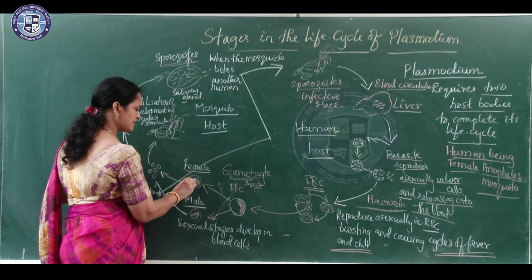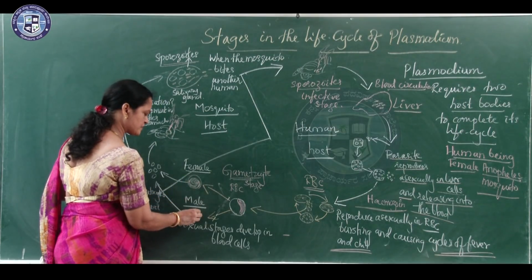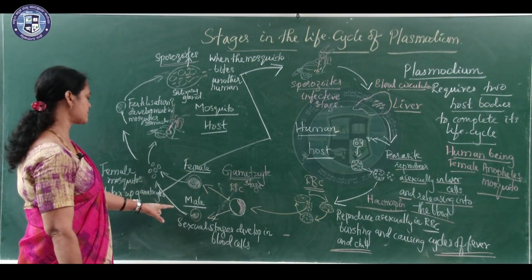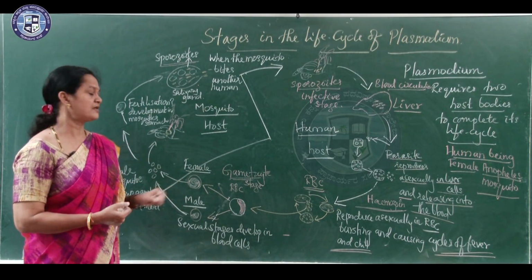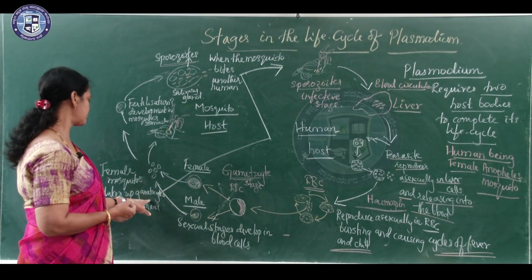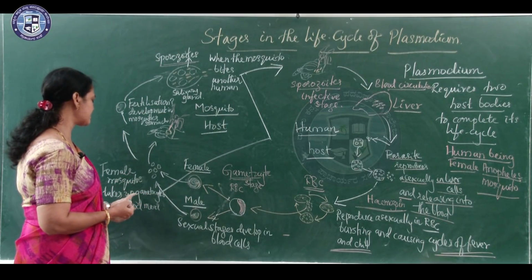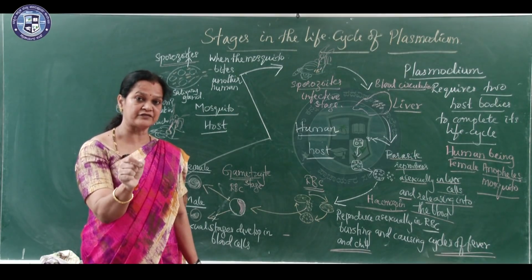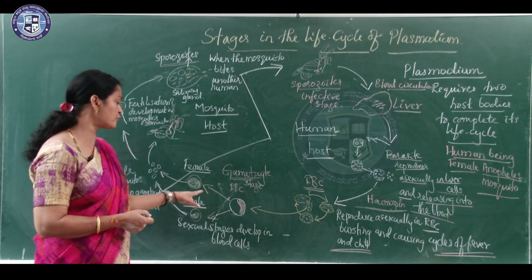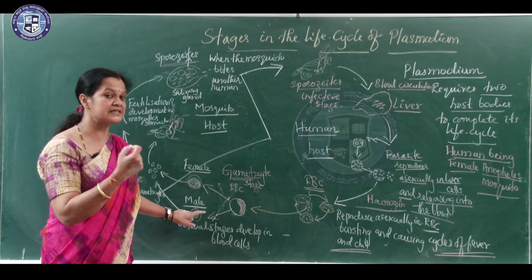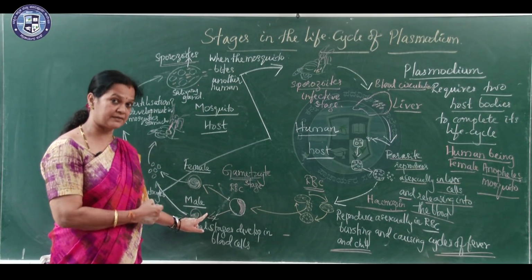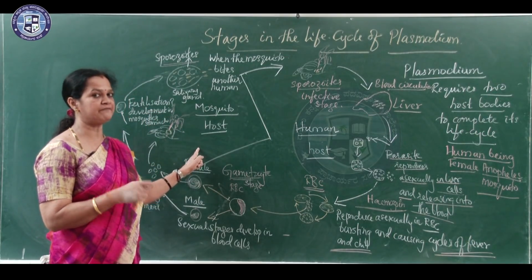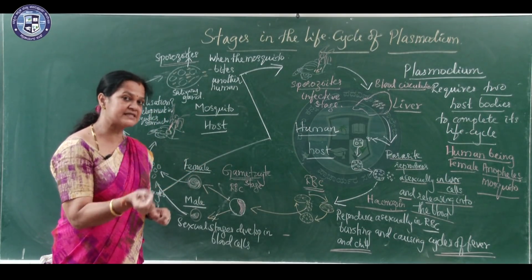Here male stages and female stages are separate. You can find there is a female gametocyte stage and a male gametocyte stage, and these gametocytes are taken up by the mosquito. A female mosquito takes up gametocytes with the blood meal. When they suck blood from the infected person, they take the gametocyte stage, which enters the mosquito body, and further development takes place in the mosquito body.